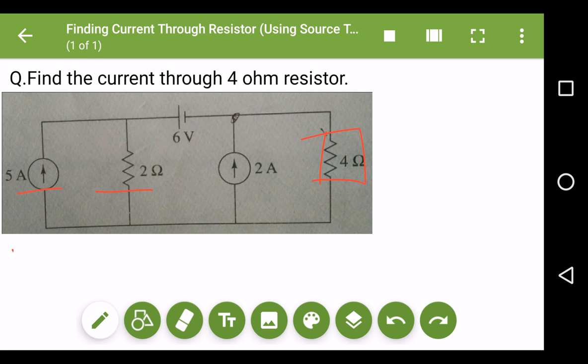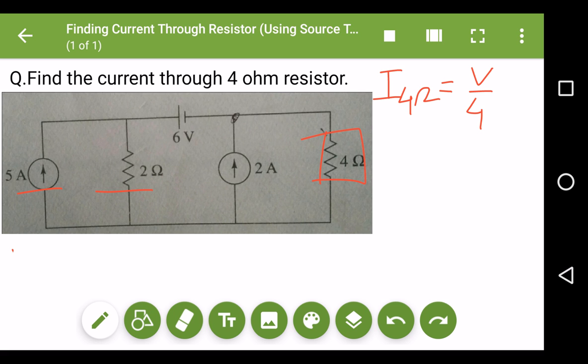If I find the voltage across the 4 ohm resistance, I can easily find the current through it, because I know the current through the 4 ohm resistance is nothing but voltage upon 4 ohm. So the voltage across the 4 ohm resistance is just what is needed to find the current through it.